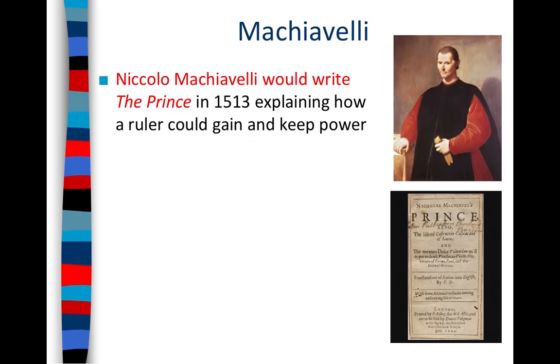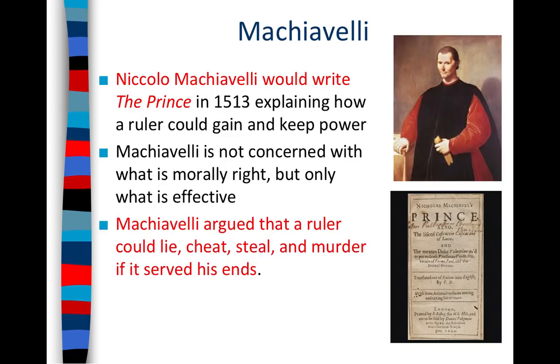Machiavelli. So Niccolo Machiavelli would write The Prince in 1513, explaining how a ruler could gain and keep power. So even though Italy was prosperous at this time period, the city-states of Italy were constantly at war with each other. So Machiavelli, when he wrote The Prince, he wrote it as a way that rulers could try to figure out how to gain and keep power, so somewhat of a guidebook. So Machiavelli is not concerned with what is morally right, but only what is effective. So Machiavelli argued that a ruler could lie, cheat, steal, and murder if it served his ends.